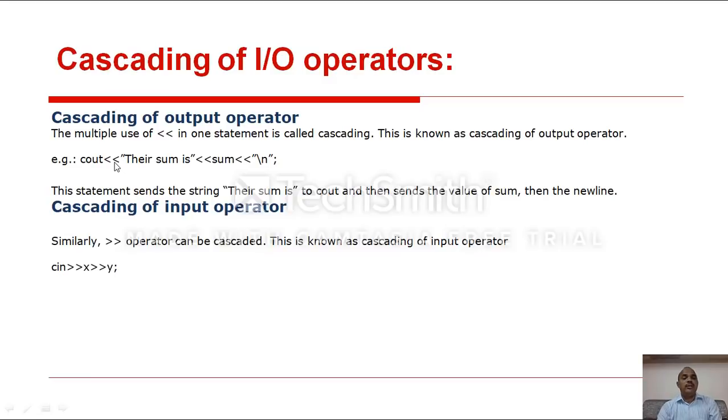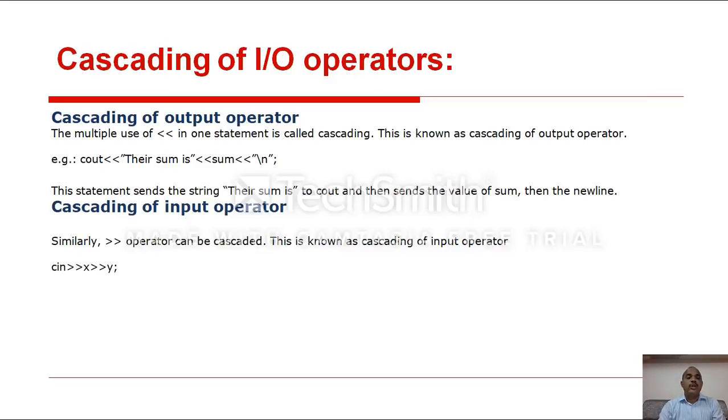cout, then the double less-than symbols, the insertion symbols. "Their sum is" is displayed on the monitor as it is. This is a string constant enclosed within double quotations. Then in the next part, sum is a variable, and the value in that memory location is displayed on the monitor. Then backslash n: after displaying the value, the control goes to the first column of the next line.